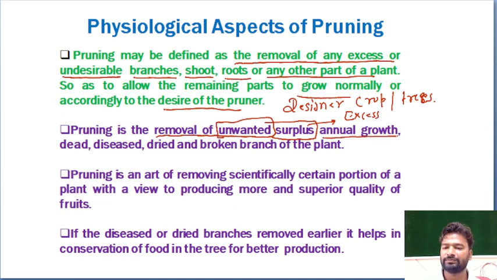annual growth. It means that if any plant organ has made annual growth and it has become excess or surplus, that is removed. And the leaves, roots or branches which are dead, diseased, dried or broken. So in the process of pruning, we remove the unwanted, surplus, annual, dead, diseased, dried and broken branches of the plant.